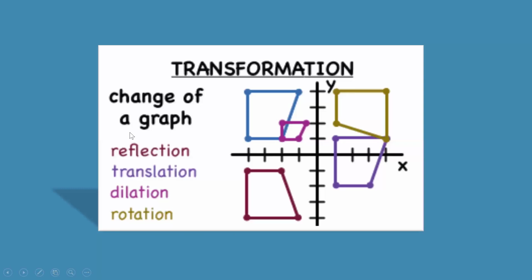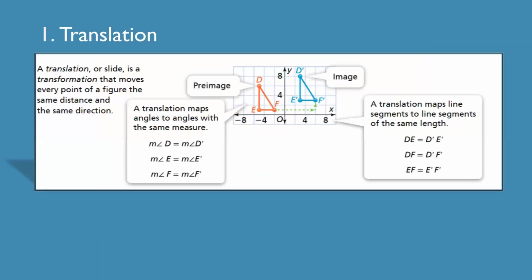Change of the graph. A transformation means my graph will change in its size or in its position or in its orientation. First one, we will talk about translation. Translation means the position of my shape changes, but orientation and direction will not change.